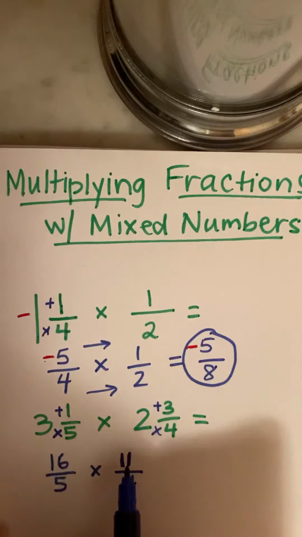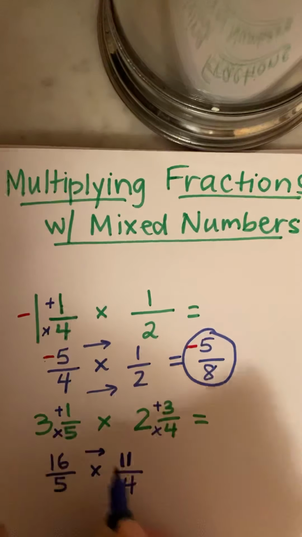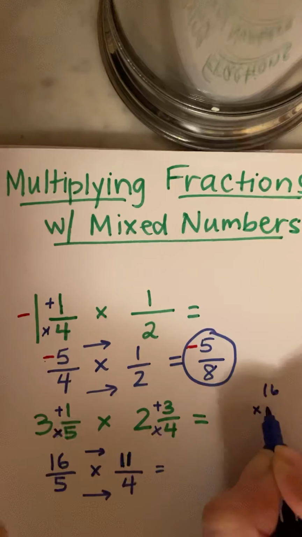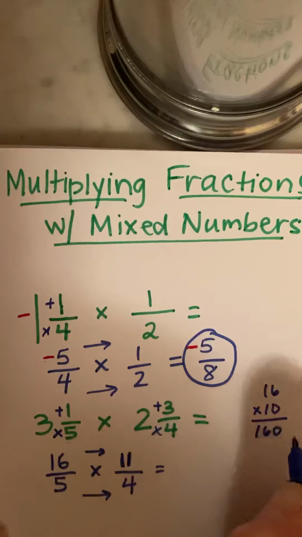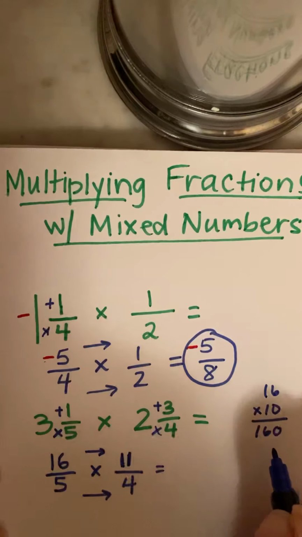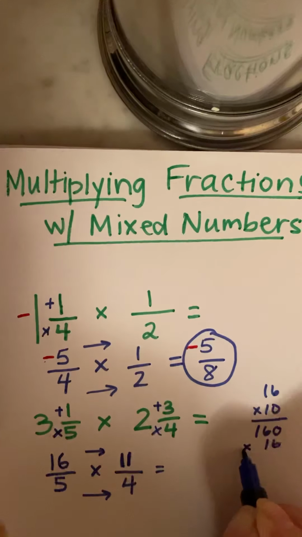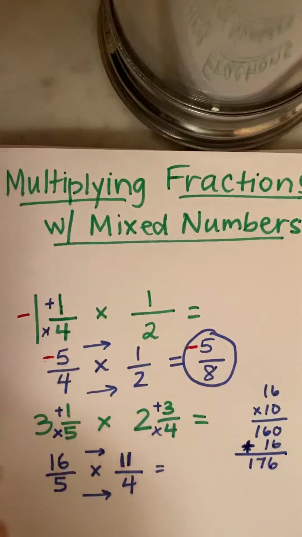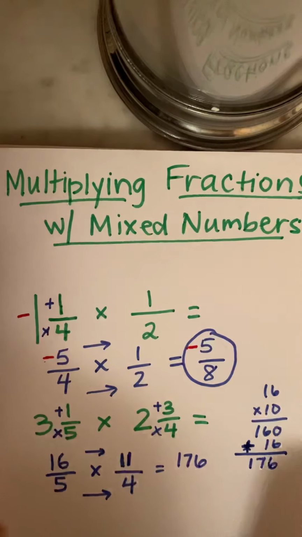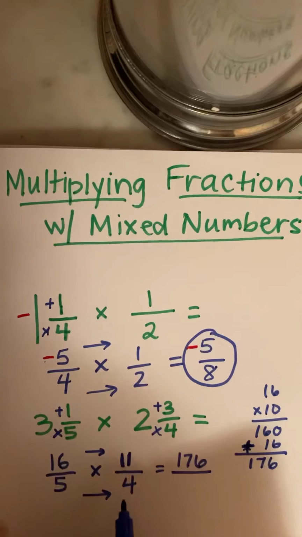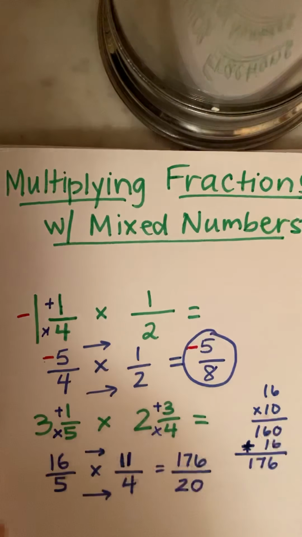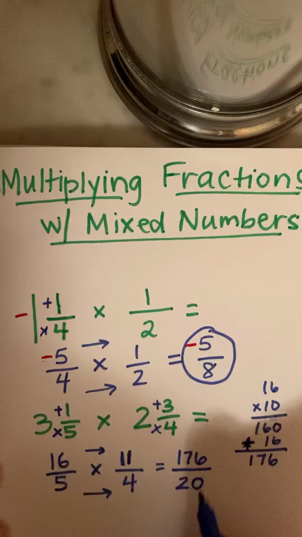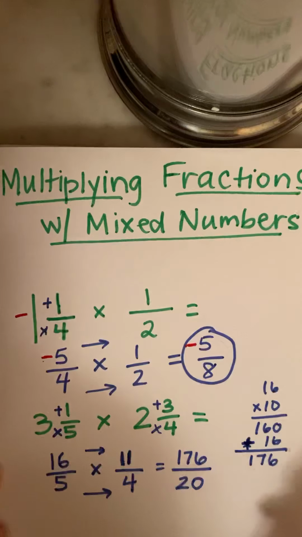Okay, so I have to do 16 times 11, straight across. I know 16 times 10 is 160, and then I can just add one more set of 16. So that's 176, so 176 on the numerator for now. 5 times 4 is 20. So I have 176/20. I need to simplify that because I don't know what that means. I don't know if that's close to 9 like it's supposed to be.